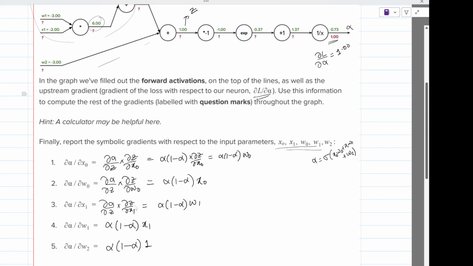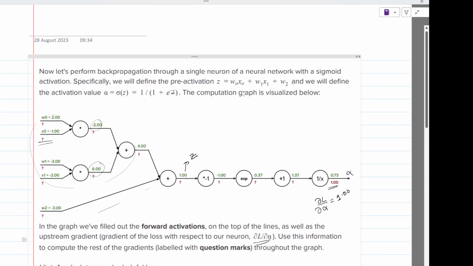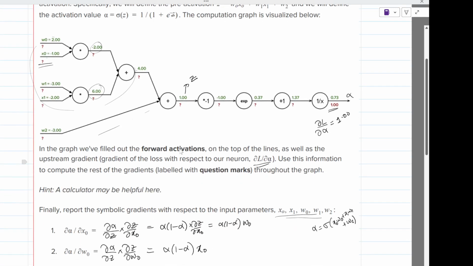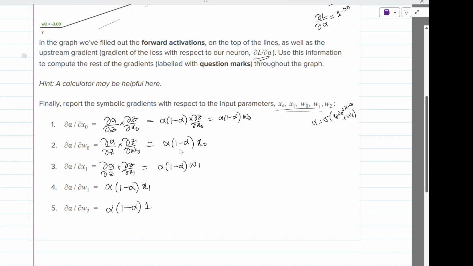We're just using the chain rule to find these derivatives. These derivatives can subsequently be used to perform the weight updates, like W1 and W2, whatever is here. This is basically for a single layer perceptron. I hope this part is clear. Okay, then I'll go to the next question.